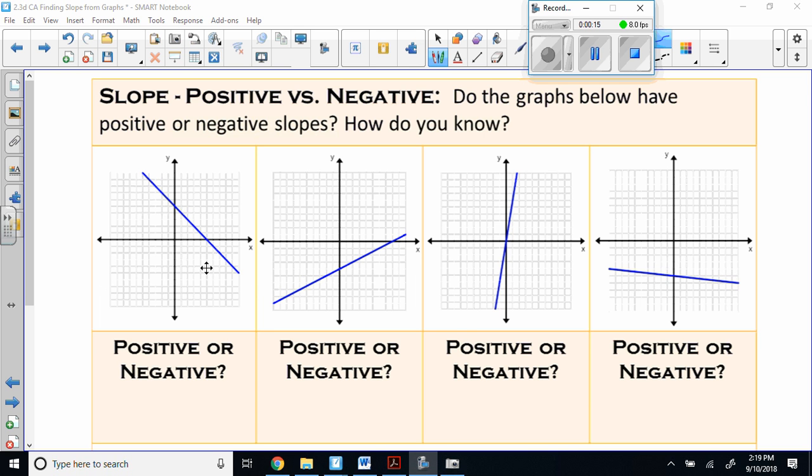What do you think this is, positive or negative? Raise your hand for positive. Okay, raise your hand for negative. All right, about half, about 50-50.